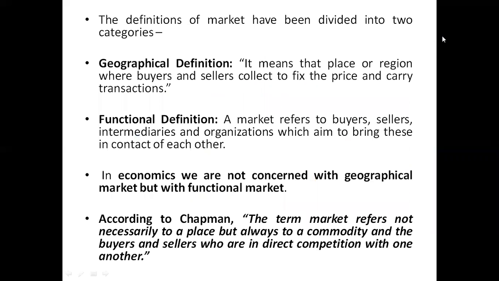So the definition of market has been divided into two categories. The first is geographical definition. It means that the place or region where buyers and sellers collect to fix the price and carry transaction. And the second one is functional definition. It means a market refers to buyers, sellers, intermediaries, and organizations which aim to bring these in contact of each other. But in economics, we're not at all concerned with the geographical market, but we are concerned with the functional market.